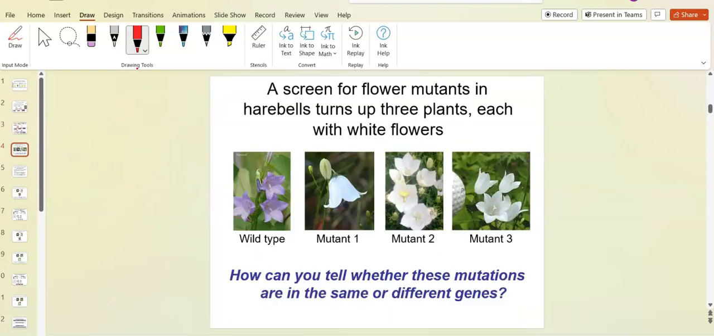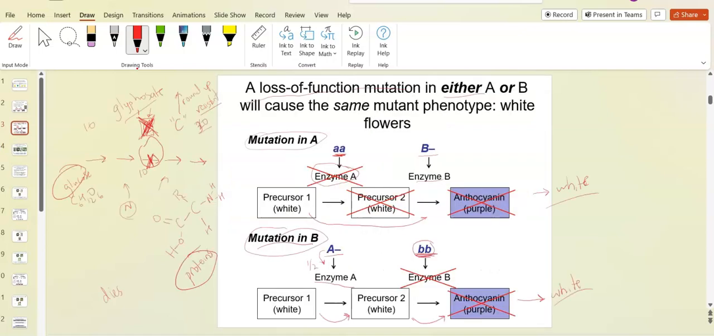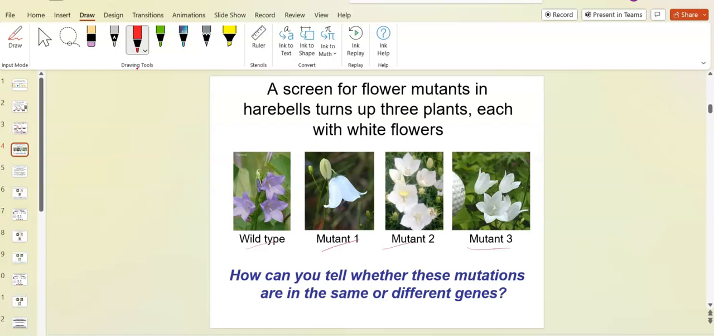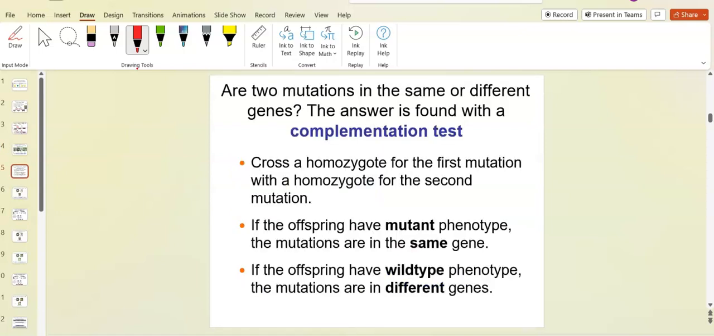All right. So let's say we get these mutants, right? We have 3 different mutants. Our wild type is purple, and of course we know our mutants are going to be white. They're in this pathway. And so how do we know if the mutants are in the same gene, right? So that same pathway here, we're talking about A and B. So how do we know if the mutants are in the same gene or in different genes? And the answer is, we do a specific genetic test called a complementation test. So it's pretty simple.